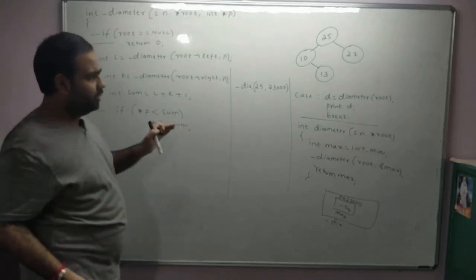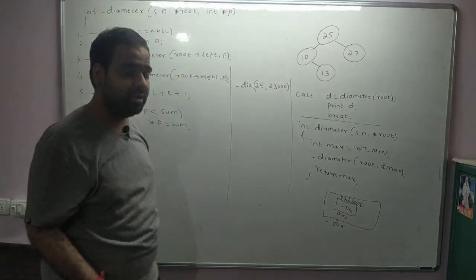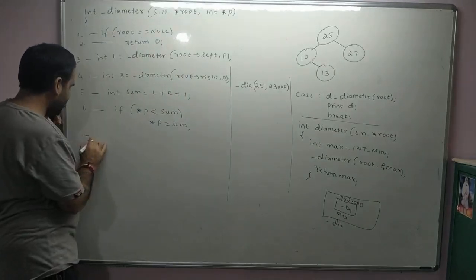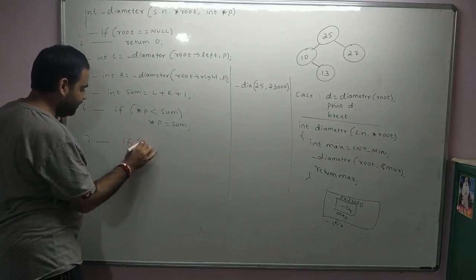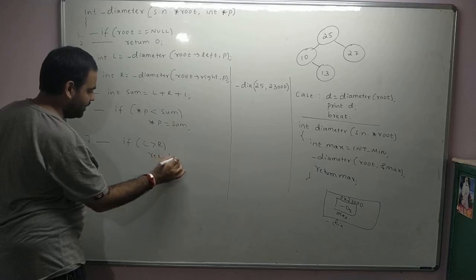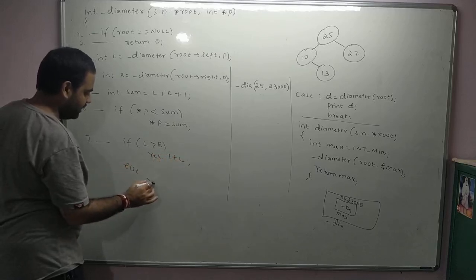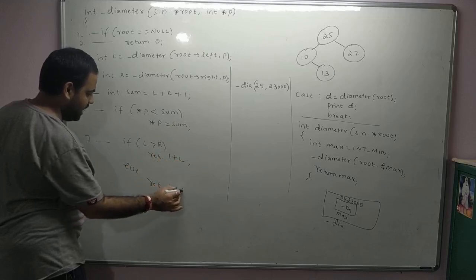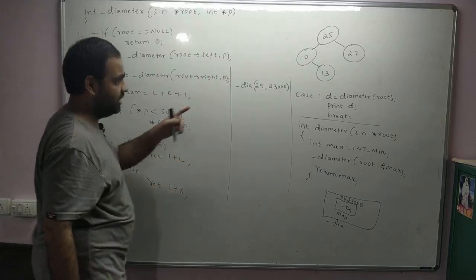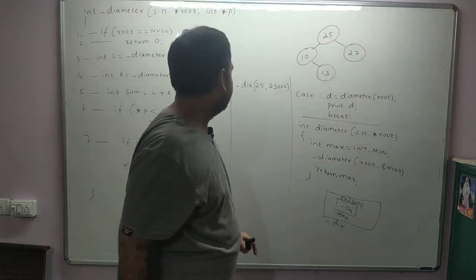Now after you compute the left height plus right height plus 1, you need to return the height back to the parent. And how do we return the height back to the parent? We say if LHS is greater than RHS, then return 1 plus L, else we say return 1 plus R. Is that okay? Now let's see how we write this _diameter and 23,000 that is being there.